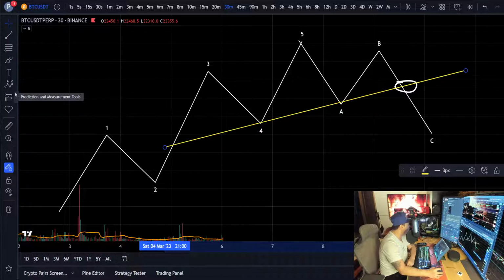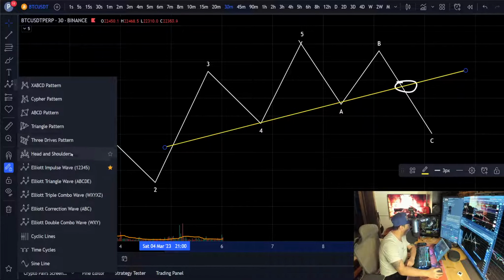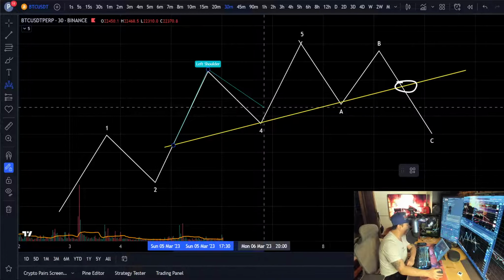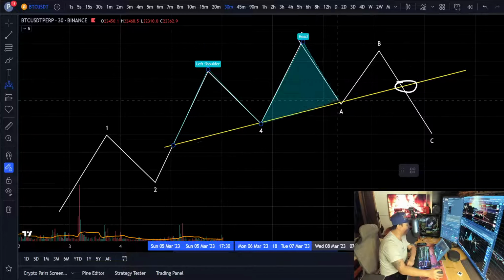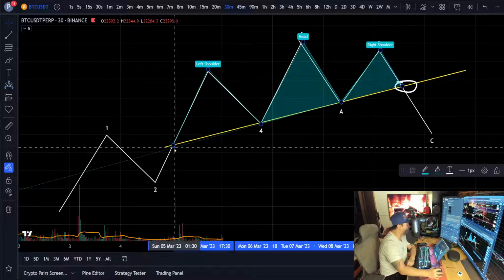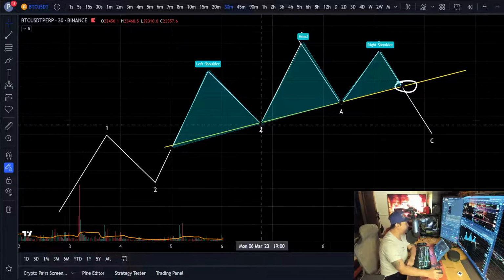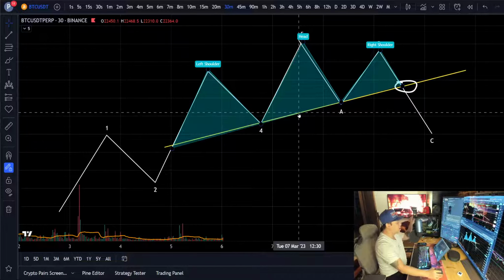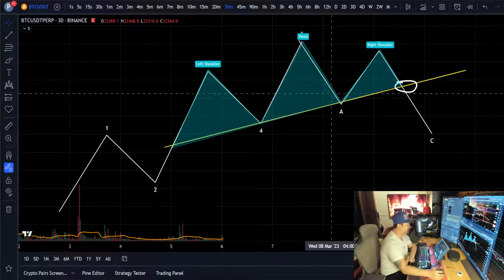Just to give you more clarity on how it looks, let me get the pattern here for you. So this is how it's looking. Something like that, and I think we'd all agree that it can look very similar to this. You've got the left shoulder, the head, and the right shoulder looking just like that.